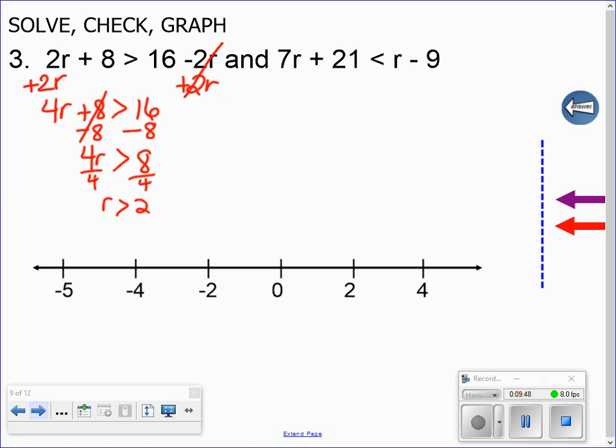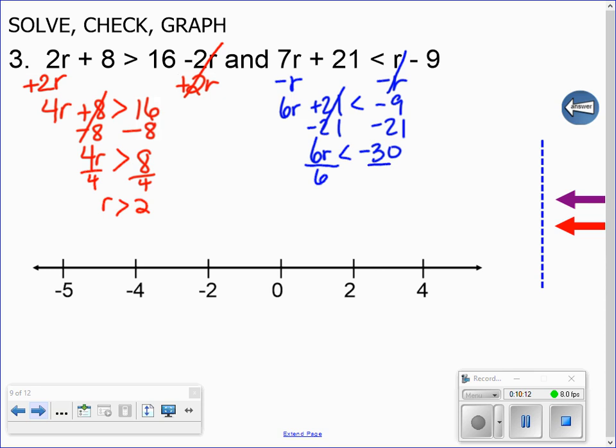Looking at the other one, so we know that r is greater than 2, and solving this one again, we'll move the smaller of the two variables, so I'll subtract r from both sides. This becomes 6r plus 21 is less than or equal to negative 9. We'll subtract 21 from both sides so that the variable is by itself. 6r is less than or equal to negative 30. Divide both sides by 6, and we get r is less than or equal to negative 5.